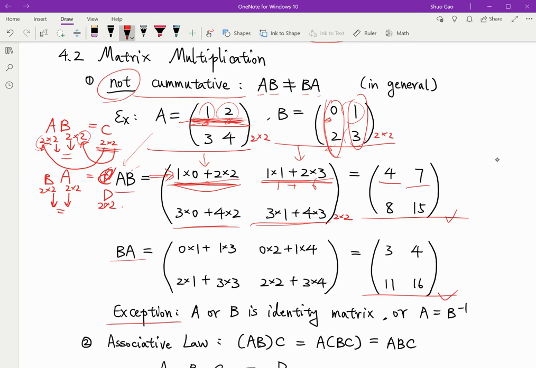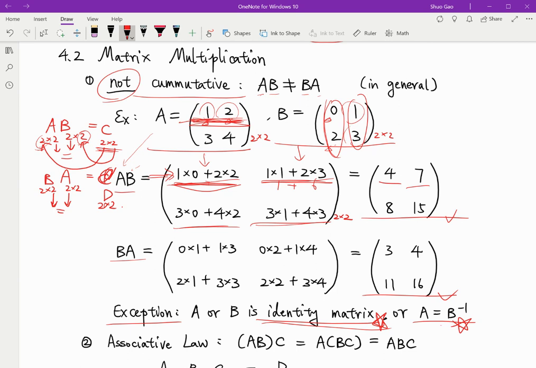But there's one exception: if A or B is an identity matrix, and we haven't talked about that, but we'll talk about that very soon, right? If A or B is an identity matrix, then A times B equals B times A, right? Or if A is the inverse matrix of B. We'll talk about these two concepts later on.